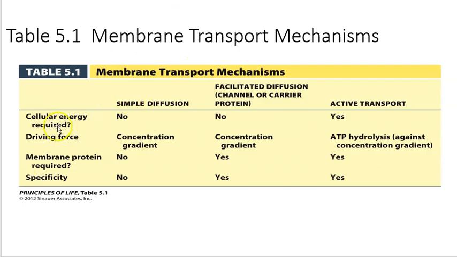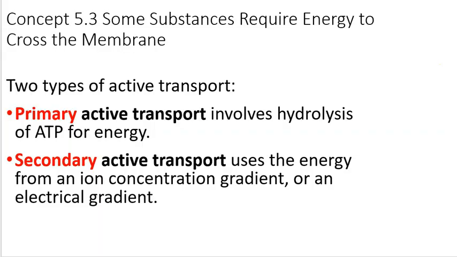And so here's membrane transport. Simple diffusion, no energy is required. So this is a helpful table. A concentration gradient. Facilitated diffusion needs a protein. There is specificity, which means we're looking for specific molecules. And then active transport, of course, requires energy. ATP hydrolysis is breaking down ATP, and when we do that, it's a conformational change.